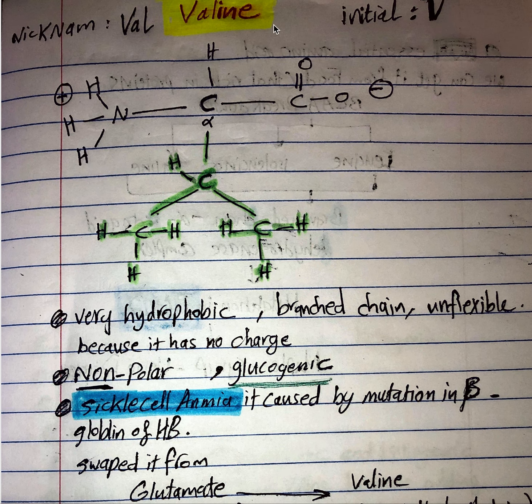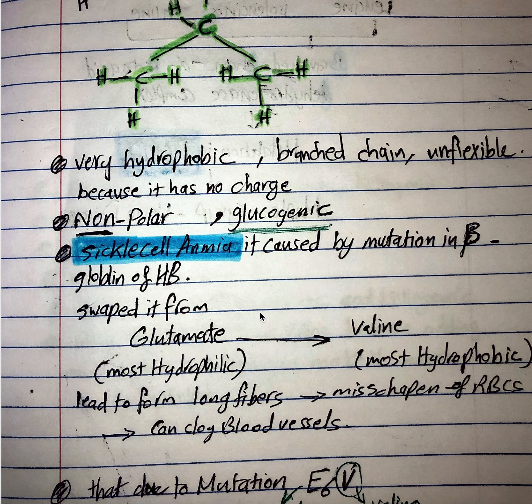What is also special about valine is that a mutation can lead to something called sickle cell anemia. In sickle cell anemia, adult hemoglobin, hemoglobin A, is changed to hemoglobin S, which is known as sickle cell anemia. That is caused by a mutation in the beta globin, because hemoglobin contains 2 alpha subunits and 2 beta subunits. The mutation happened in the beta globin of the hemoglobin.